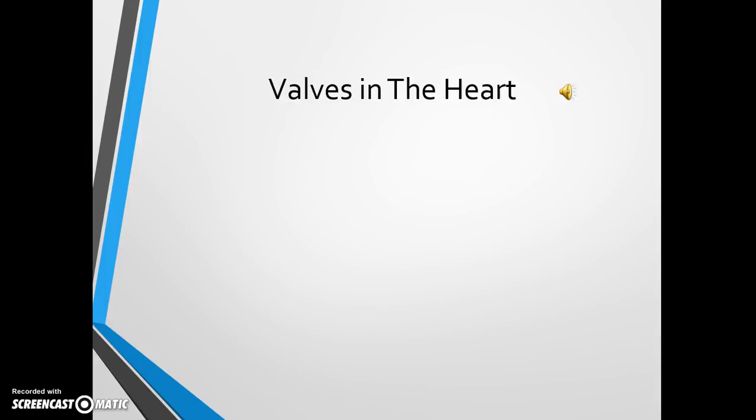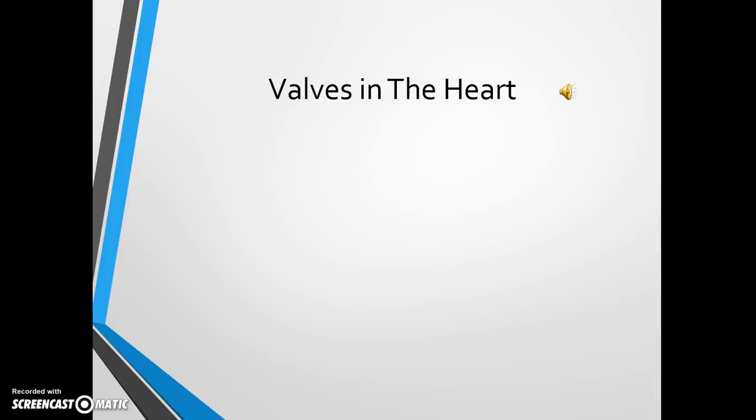Right, there are 4 valves in the heart that you need to know. Now, the role of a valve is to stop backflow of blood. So basically, what I want you to imagine now is that the blood has gone from the right atrium down to the right ventricle. Now, a valve will open one way only and shut the other.